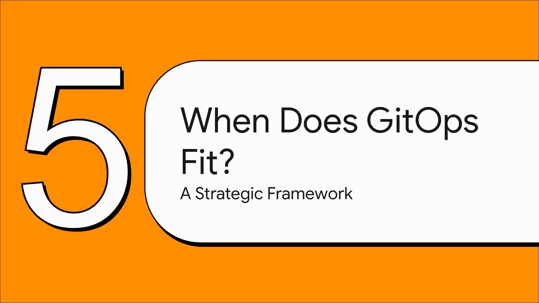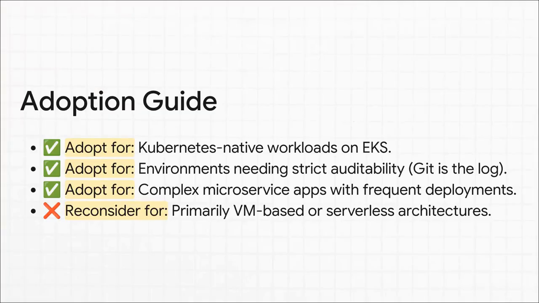All right, let's get to our final section and put together a simple framework. How do you actually know if GitOps is the right move for your specific project? Here's a pretty good rule of thumb. GitOps is an absolute slam dunk for Kubernetes native workloads, especially on a service like EKS. It's amazing for any environment where you need a rock-solid audit trail, because your Git history is your audit log. And it really, really shines when you're managing complex microservice ops with a ton of moving parts and tons of deployments. But on the other hand, if your world is mostly VM-based or heavily serverless with things like AWS Lambda, GitOps might be overkill. Other models might just fit a little more naturally there.